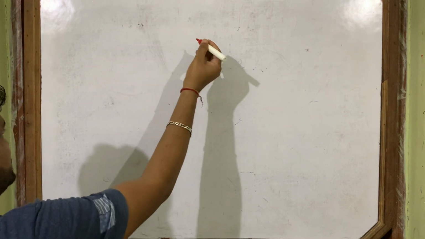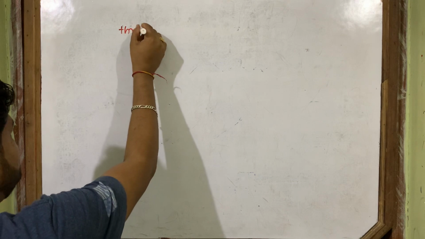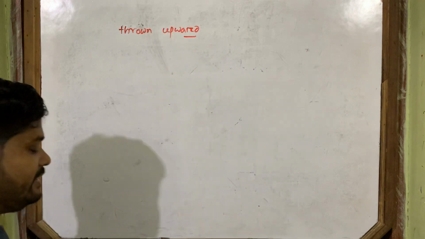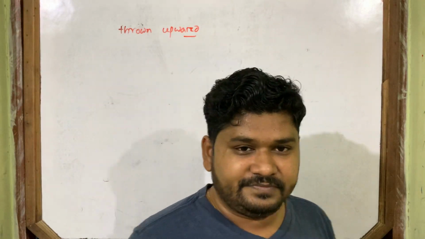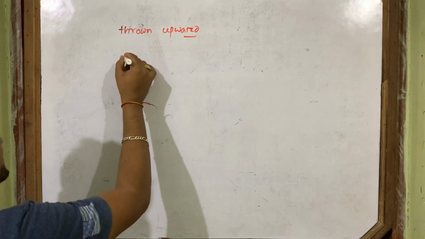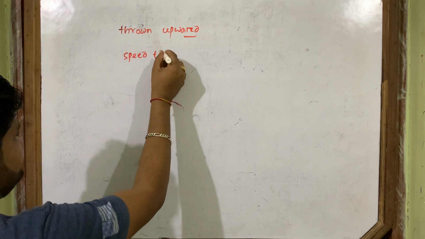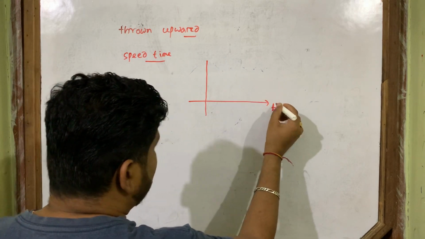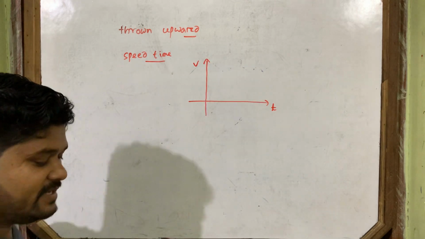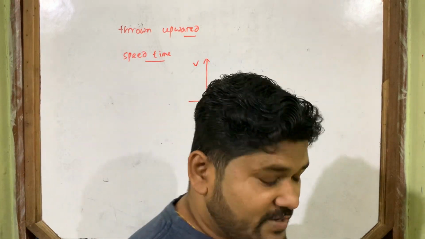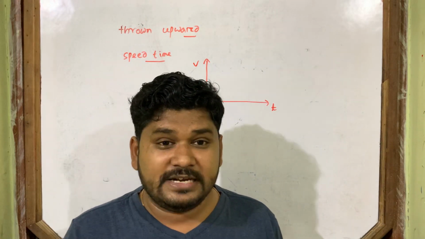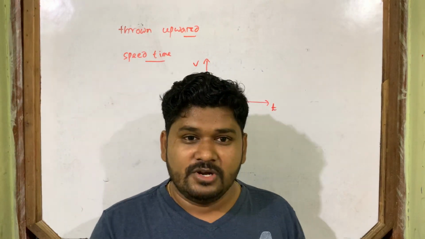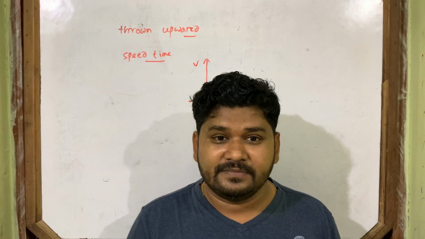The object is thrown upward and returns back to the thrower's hand. Let's first draw the speed time graph. How is the speed time graph? This is time, this is speed. If thrown upward, then what happens here? What about its acceleration? Speed gradually decreases. But what is the starting speed when it is thrown?